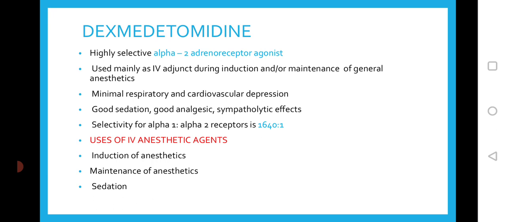Dexmedetomidine, a highly selective alpha 2 adrenoreceptor agonist, used mainly as an IV adjunct during induction or maintenance of general anesthetics. Minimal respiratory and cardiovascular depression, good sedation, good analgesic, sympatholytic effects. Selectivity for alpha 2 to alpha 1 receptor is 1620 to 1. Uses of IV anesthetic agents: induction of anesthesia, maintenance of anesthesia, and sedation.